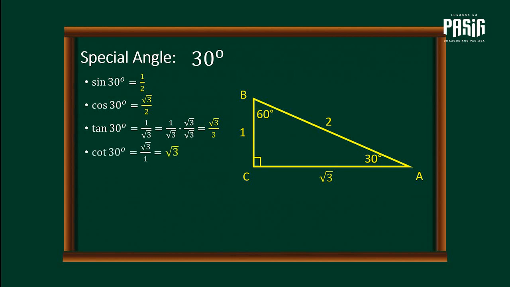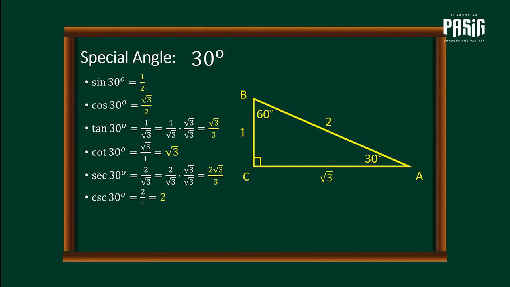Cotangent 30 degrees. Cotangent is the reciprocal of tangent. So the answer is the square root of 3. Secant 30 degrees. Secant is the reciprocal of cosine. So secant 30 degrees is equal to 2 over the square root of 3. But since our denominator here is also a radical, we have to rationalize. So we have 2 square root of 3 over 3.